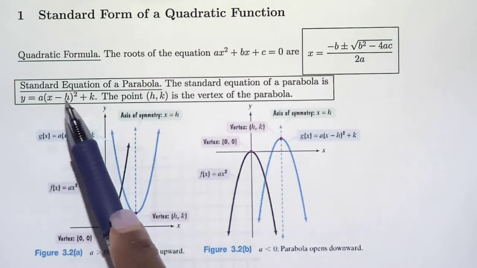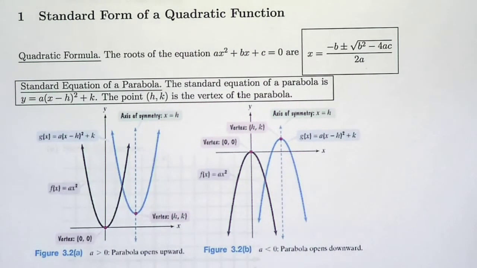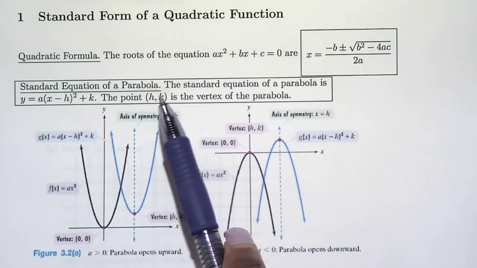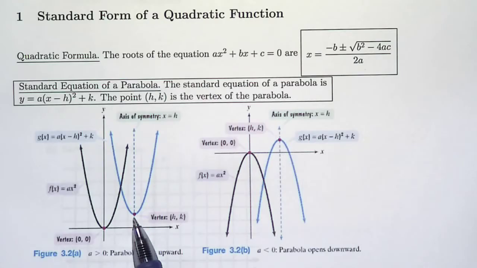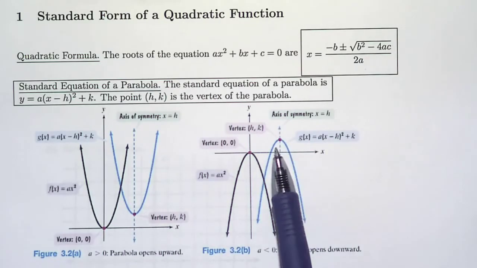So let's start with h and k. Those are actually points on the graph. H is the x value, k is the y value, and it represents the vertex. All right, so h is the x value of the vertex, k is the y value of the vertex.